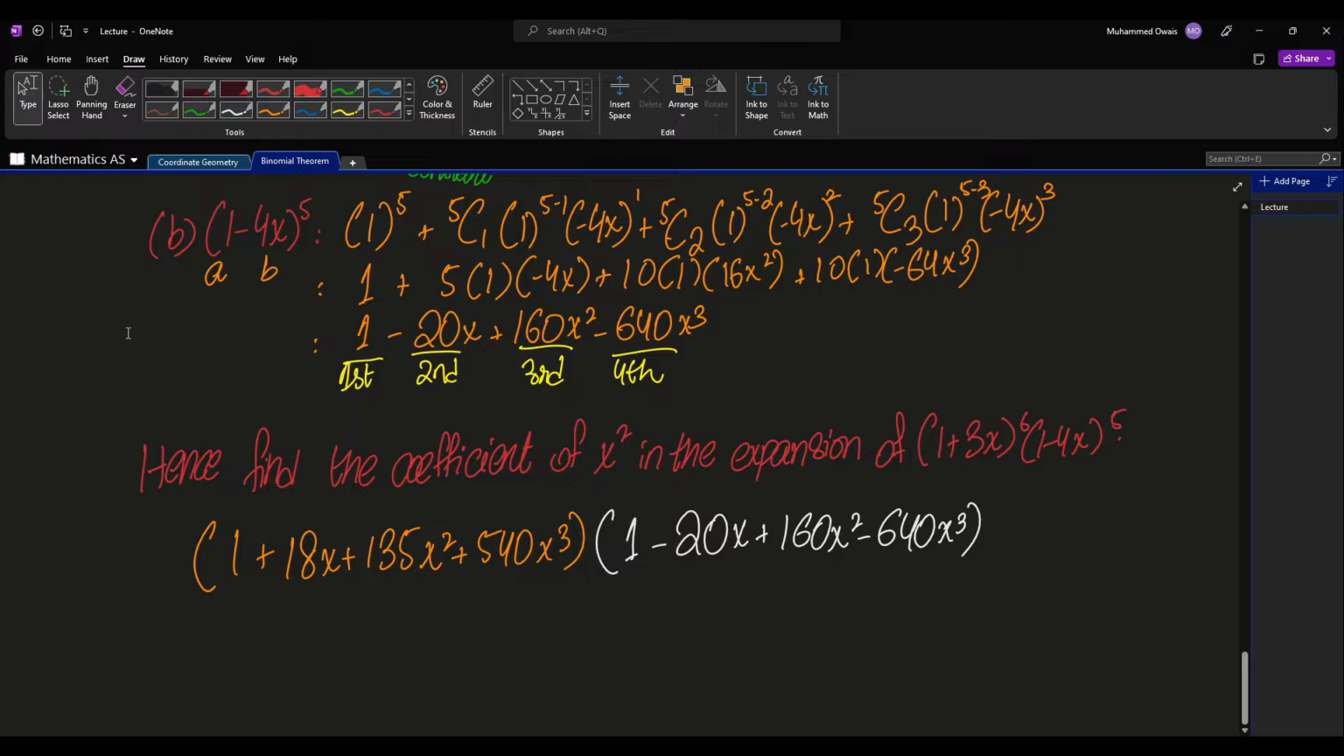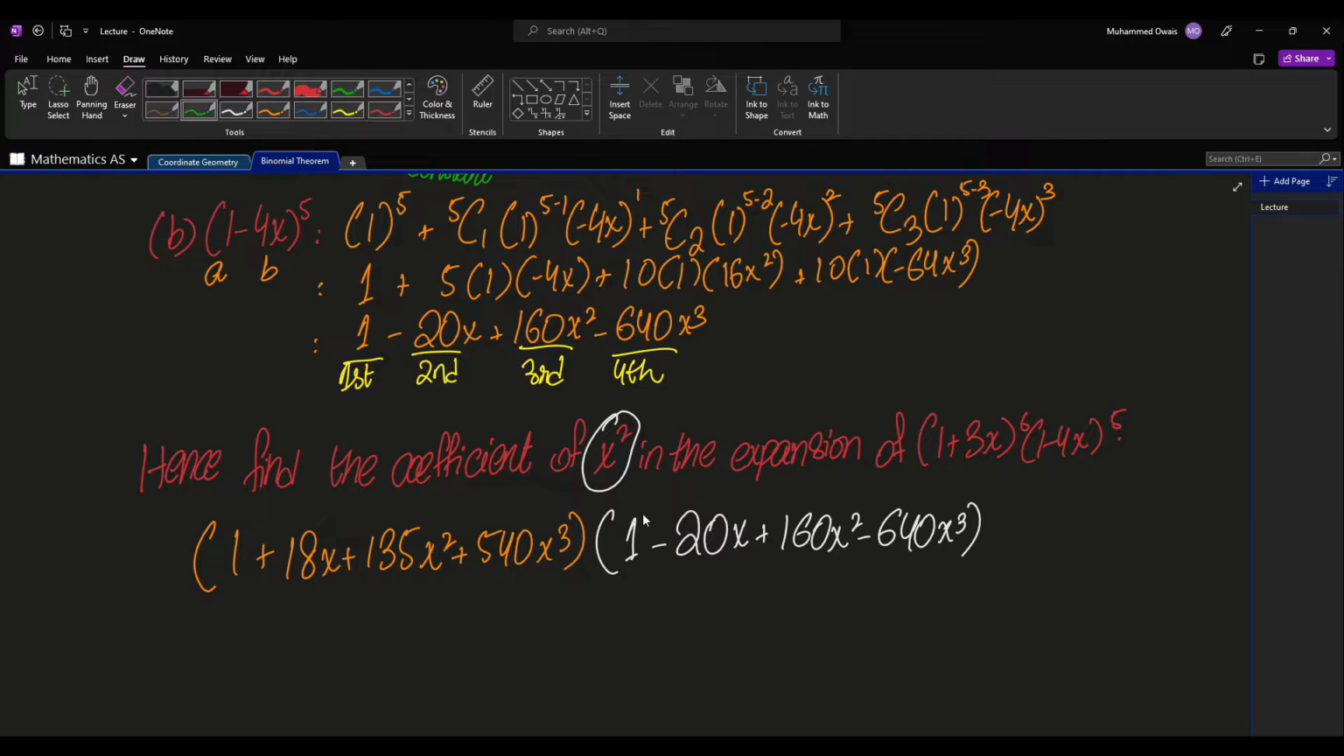Now then we need to notice a few things. It is asking us to find only the coefficient of x square. So I do not need to find a value which has no x, or a value that is only x powered 1 or x cube, right? I only need to care about x squares here. I only need to know the x square value. So what I can do is multiply only those values which will give me x square. So as we know, this one will be multiplied with this whole equation. Same for this 18x, same for this 135x square, same for 540x cube. All these terms will be multiplied with this whole equation, right?